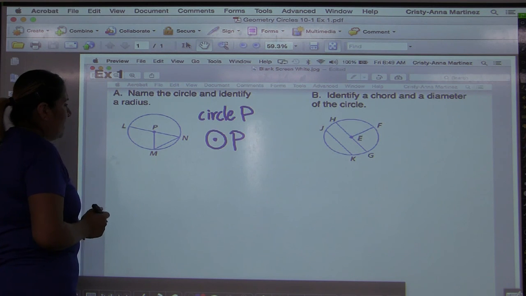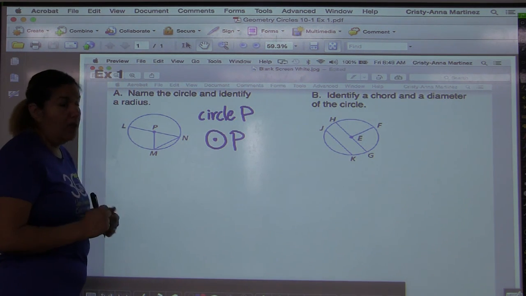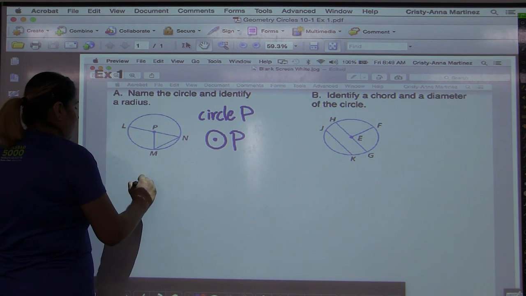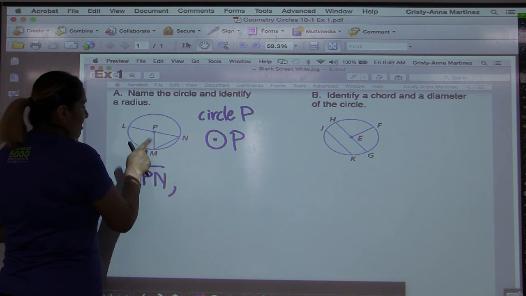And then identify a radius. We have several radii here. We have actually 3. You only need to list 1, but I'm going to go ahead and give you all 3. So we're going to start with the center. We have a segment that goes from P to N. But we also have PM.